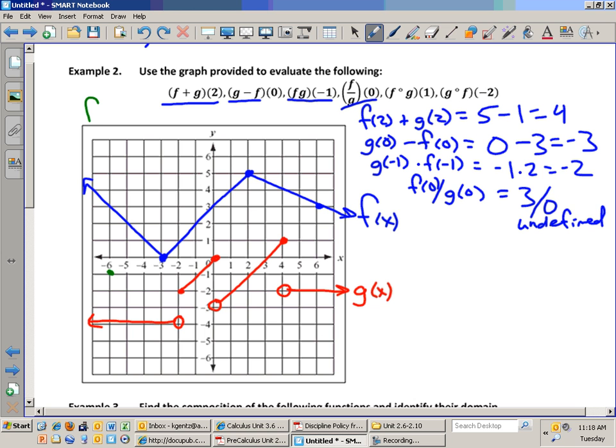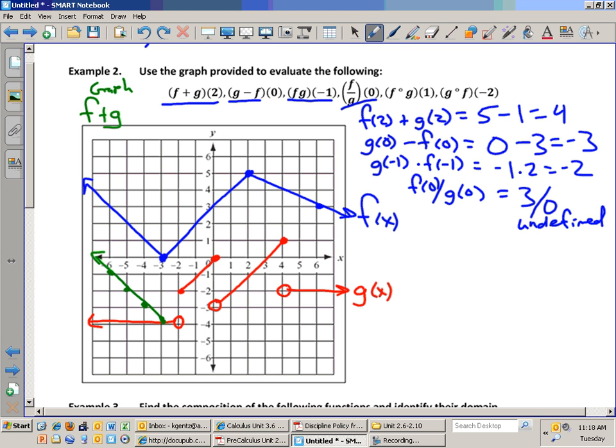Let's say I was supposed to graph f plus g, and I add the y values. So negative 4 plus positive 2 is negative 2. Estimate it. Negative 4 plus positive 1, negative 3. Negative 4 plus 0. So you can see I'm just adding them and moving along from there.